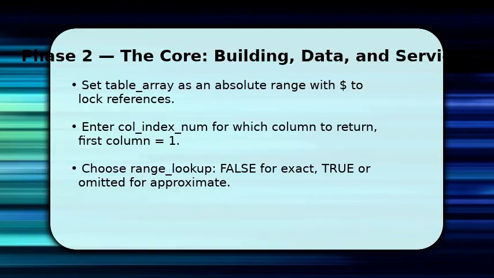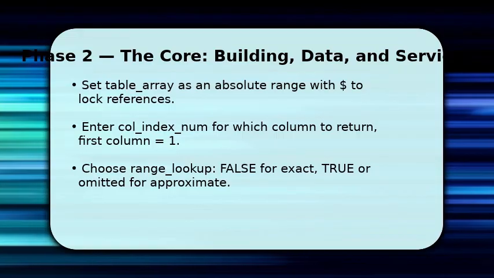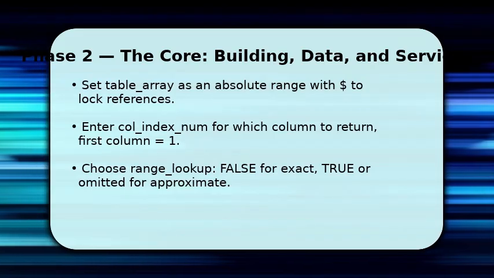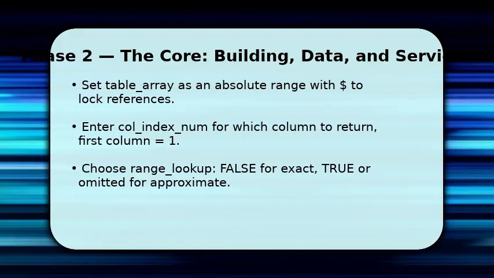Then decide the column index num. Count columns from the left of your table and enter that digit, because VLOOKUP returns that column's value. Once done, choose range lookup. Use FALSE for precise matches, because approximate can return unexpected results when data isn't sorted. Make sure to close the parentheses and press enter to evaluate.